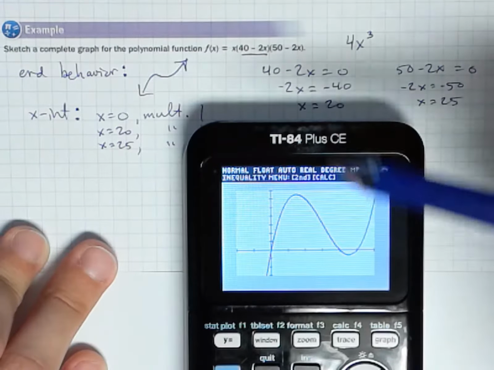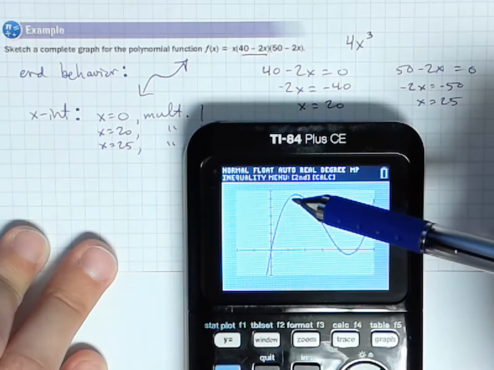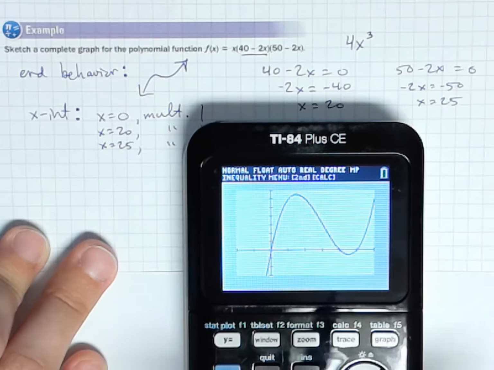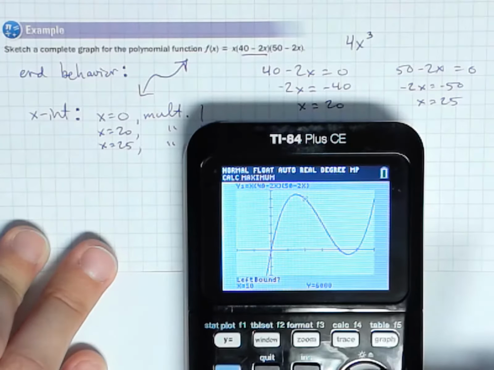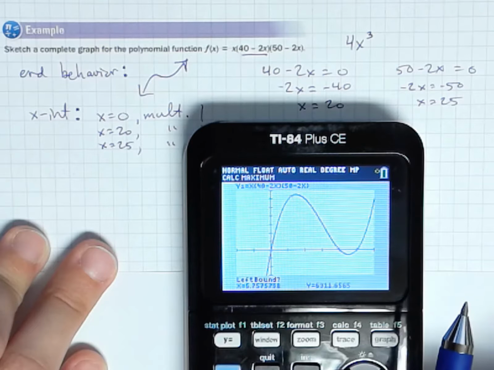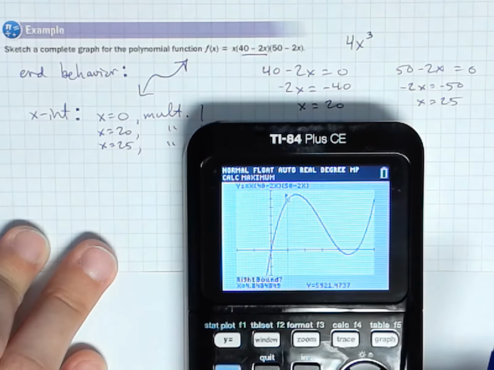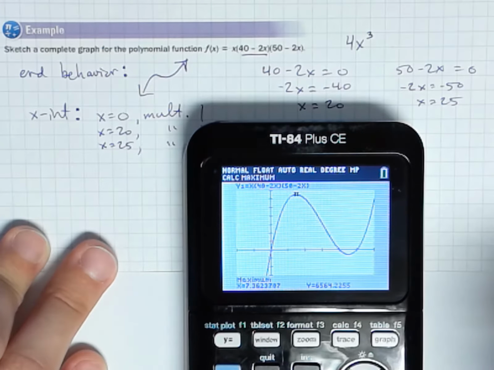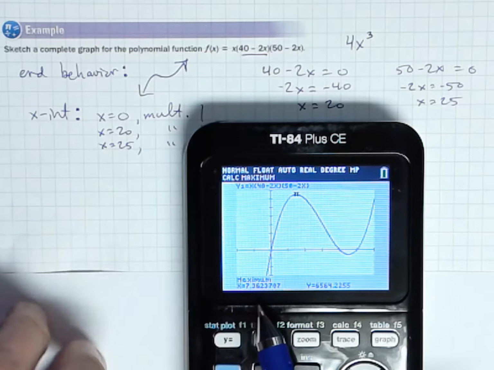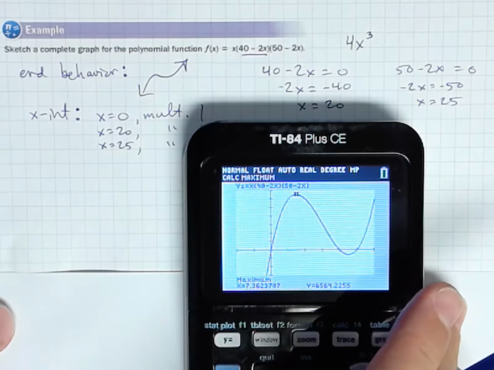So let's go find this maximum value out here. Remember how to do that? So second calc, and we're going to go number 4, maximum. And we just need to be somewhere left of that value. And then we're going to go somewhere right of that value. And there's somewhere in between. Okay, it's not a super nice value here. Let me write this on my paper.